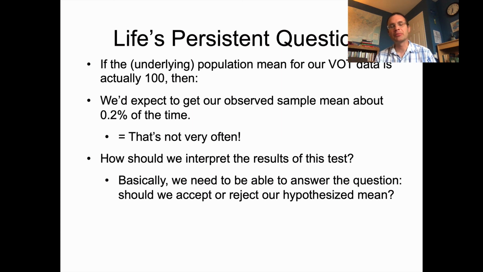So how should we interpret the results of this test? Basically, we need to be able to answer the question: should we accept or reject our hypothesized mean? We're positing the mean of this population is 100. Now we have some data that reflects upon that hypothesis. Knowing what we know now from the results of our little experiment, should we keep believing that the mean of the population is 100 milliseconds or not? Should we accept that hypothesis or should we reject it?